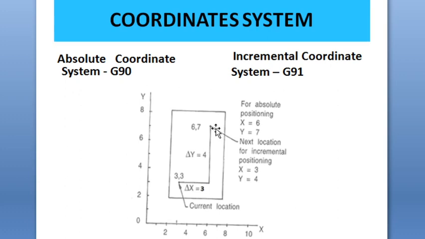The Y coordinate is incremented by 4. X coordinate 3, Y coordinate 4. The point P is defined as 3, 3. The next location is 6, 7 in G90, but in G91 the next location is defined with reference to the previous location. X is incremented by 3, therefore Q is 3. In the Y coordinate, it is incremented by 4 units. Therefore, in incremental mode, the point Q is defined as 3, 4.